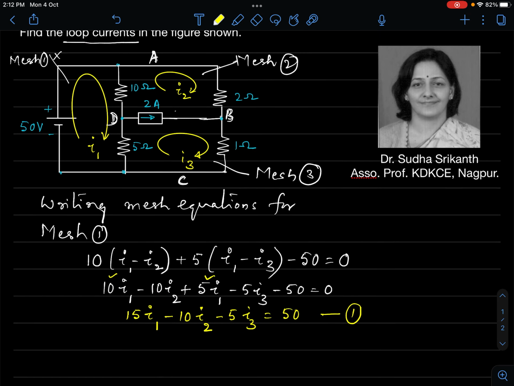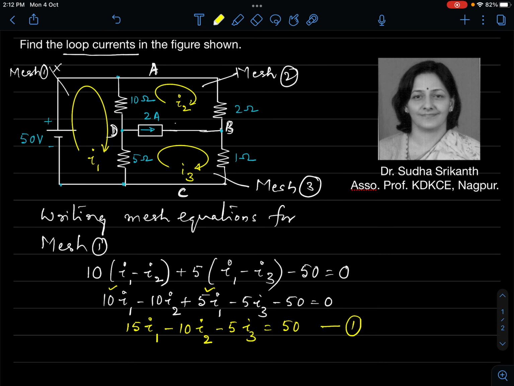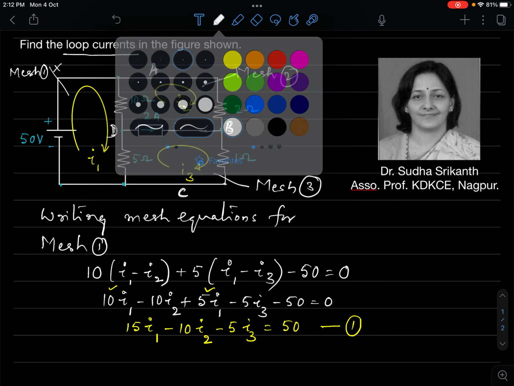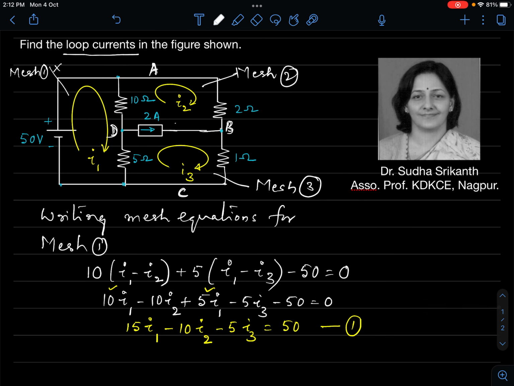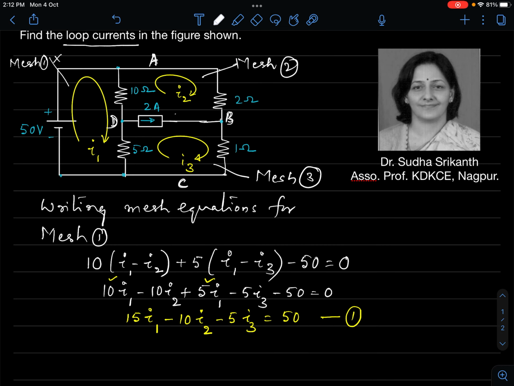This is how we write it by first principle. If I write by first principle, I won't make mistakes. If I write it by inspection, I have to be very careful, otherwise I may end up making a mistake. Now, let me try to write the equation by inspection. How do we write the equation by inspection? We will try to see.